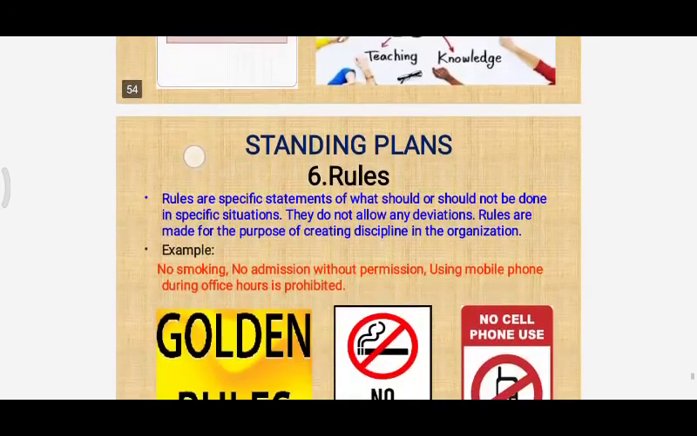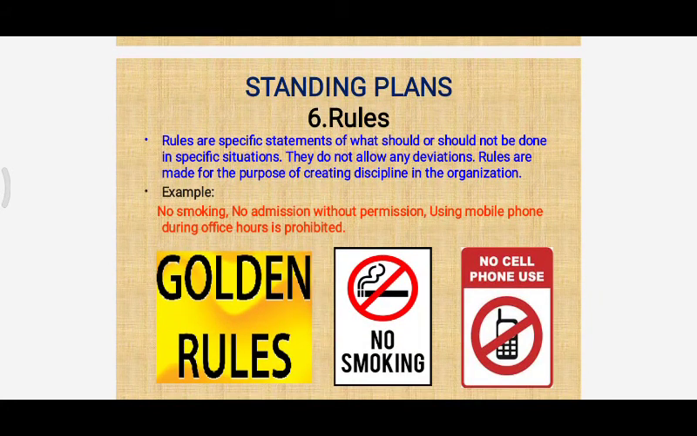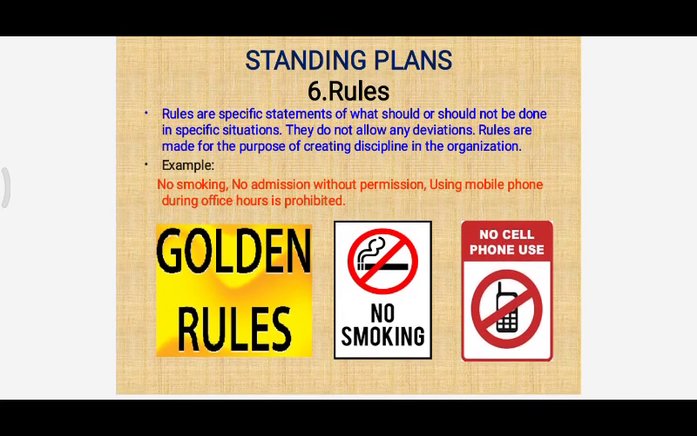So the next type of plan is rules. What are rules? Rules are specific guidelines. These are the specific statements which tell what should or what should not be done in specific situations. Rules always tell us about actions or non-actions of employees, and there is no deviation allowed in any kind of rules. Rules are very rigid. Rules are to be very strictly followed. Rules are made so that there is proper discipline in the organization.